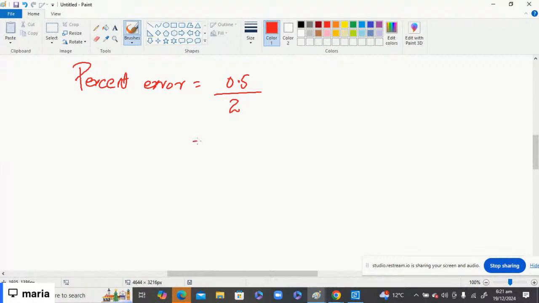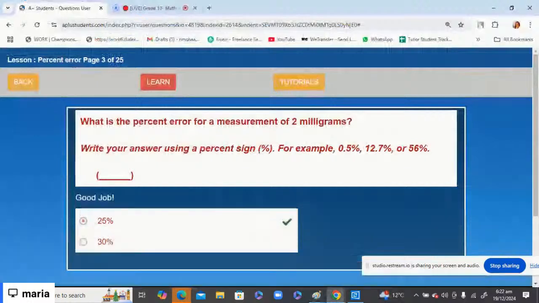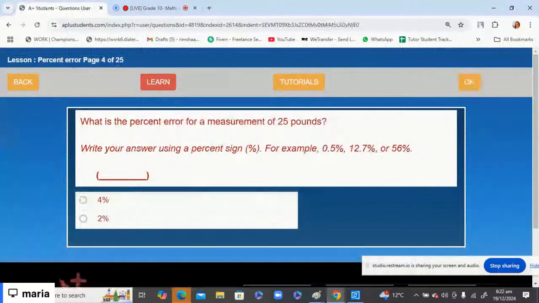It's 0.25. And when the 0.25 is multiplied with the 100, what is the answer then? It's 25%. Okay. What is the percent error for the measurement of the 25 pound? It's the same thing. We already found it out at 2%. Okay. So you go with it.